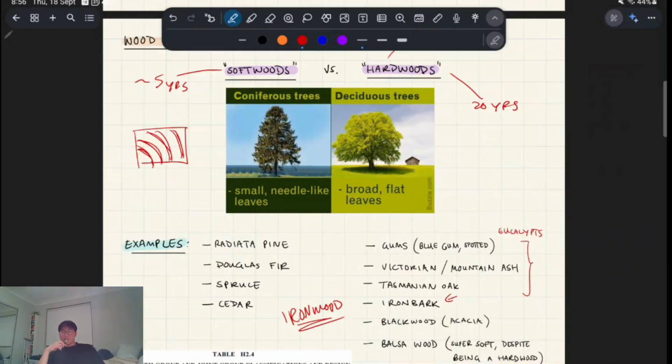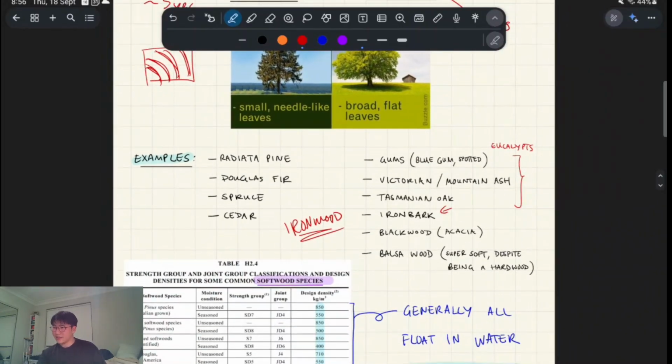Yeah, blackwood is a type of acacia. That's pretty common. You see it in Australia as well. It's basically Australian. It looks like walnut. It's very walnut-like, which I think people like to use, but it's a lot softer. And yeah, as I said, balsa wood.